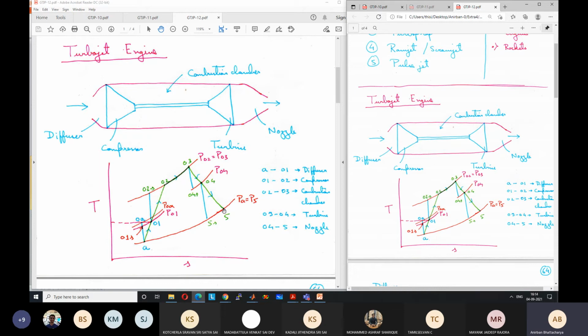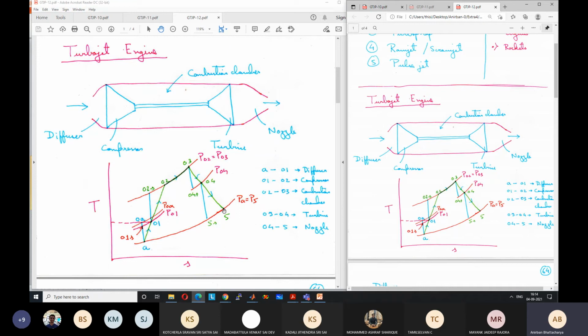If the nozzle is choked, then the exit velocity is equal to the sonic velocity, and accordingly the pressure at the exit of the nozzle will also be equal to the critical pressure. We will study what critical pressure is later on. Critical pressure and critical temperature are the pressure and temperature at choked condition.